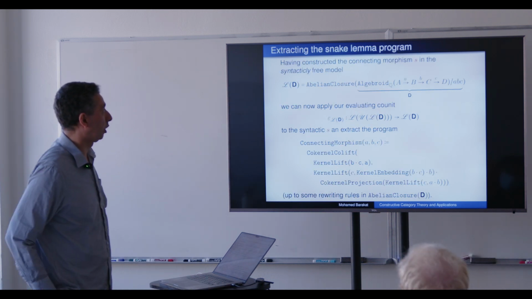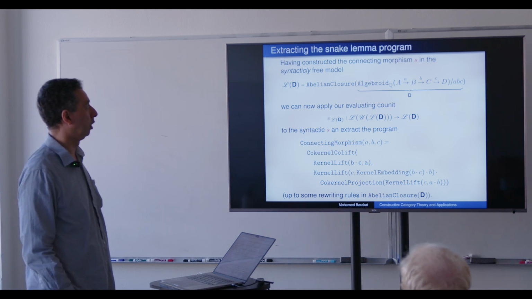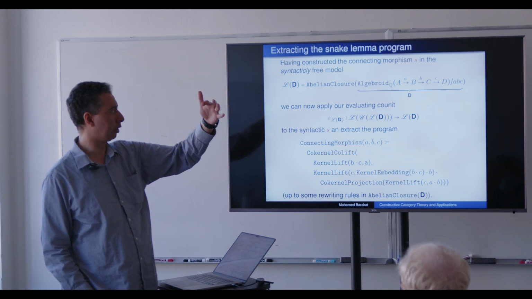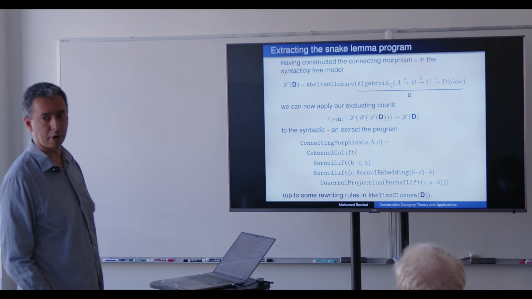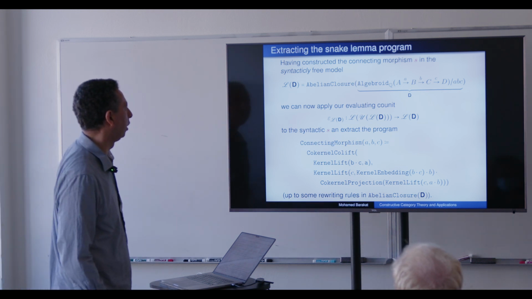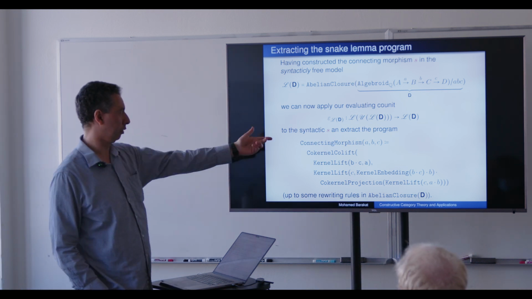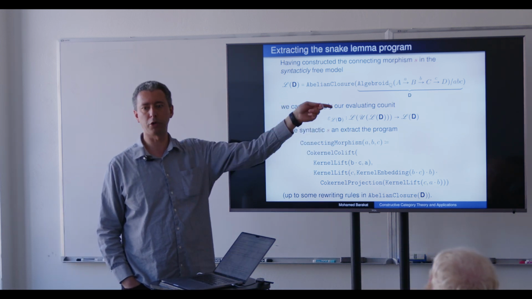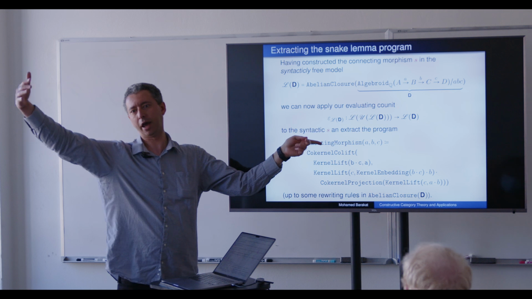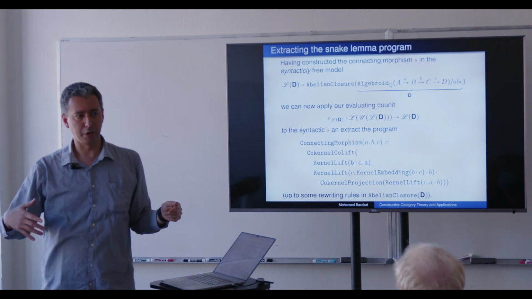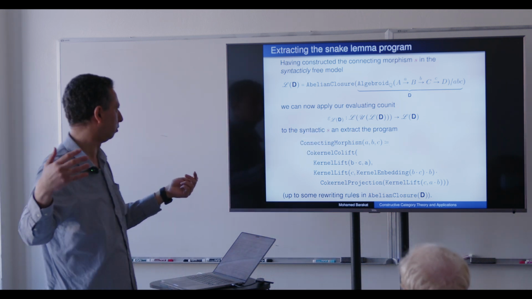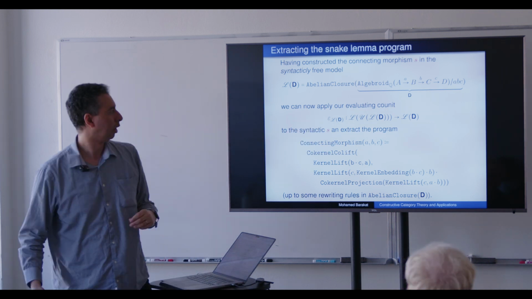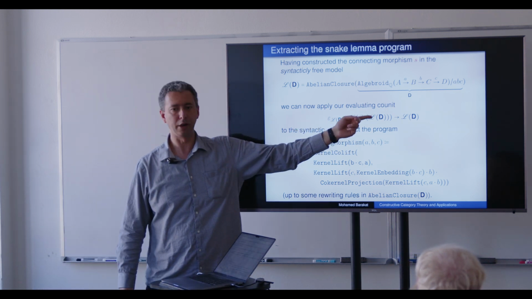So having constructed the connecting homomorphism S in the syntactically free model, which is the abelian category of the linear closure of the quiver modulo relations, we can now apply our evaluating co-unit, and we don't need another category. We can just plug in the free model. We don't need any other category in the doctrine E. We can just take the free model. And now you see that it's L of U of L of D.